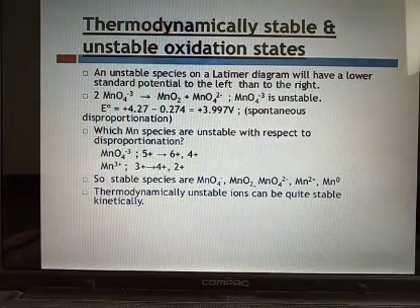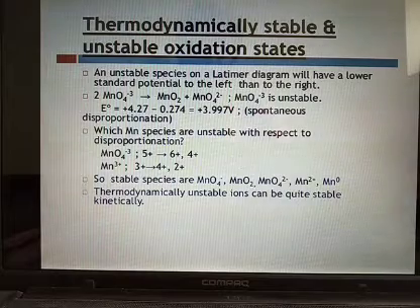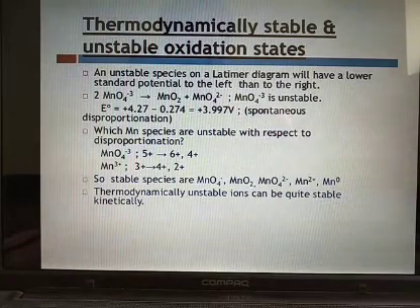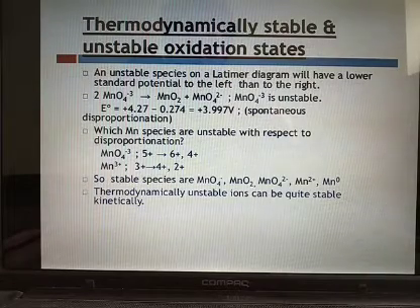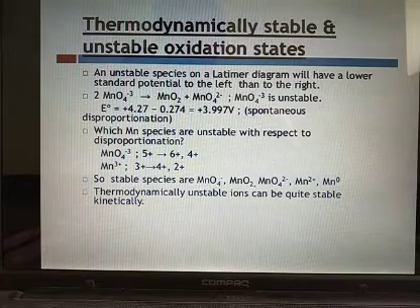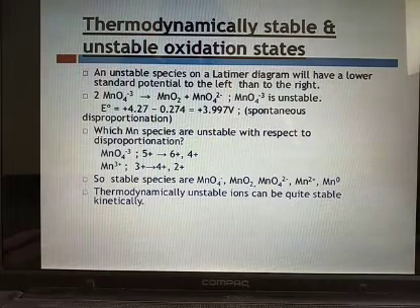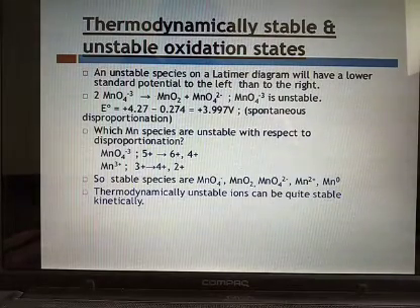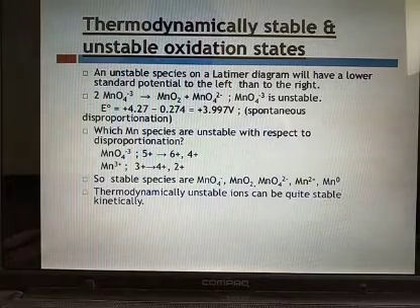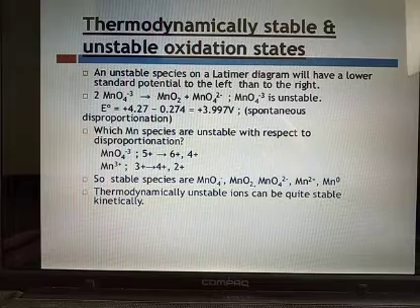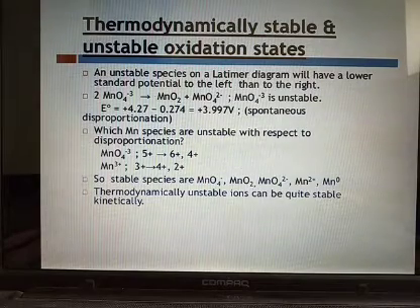So an unstable species on the Latimer diagram will have a lower standard potential to the left than to the right side. That is, MnO4 2- to MnO4- and MnO2 is unstable, because the standard electrode potential is +4.27 minus 0.274, equal to +3.997 volts. So it spontaneously undergoes a disproportionation reaction. The Mn species unstable with respect to disproportionation are +5, +6 and then +4.